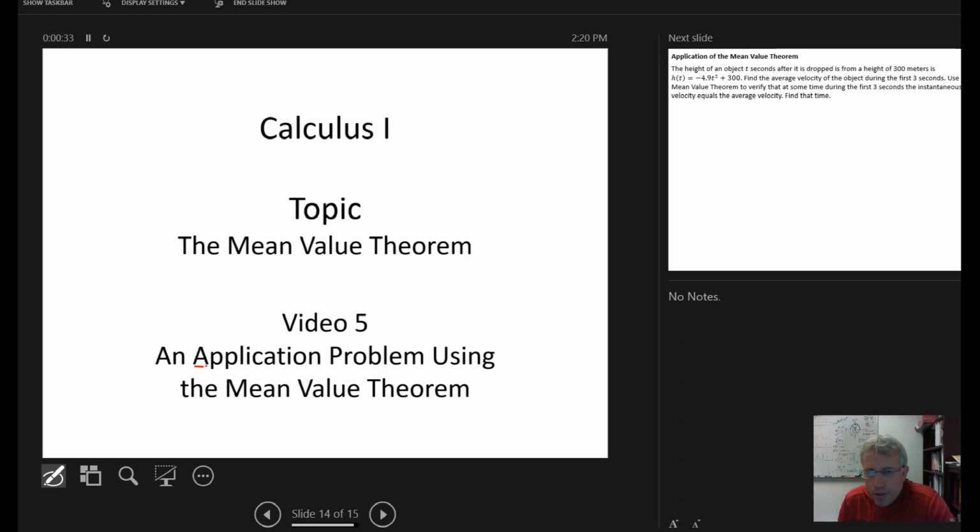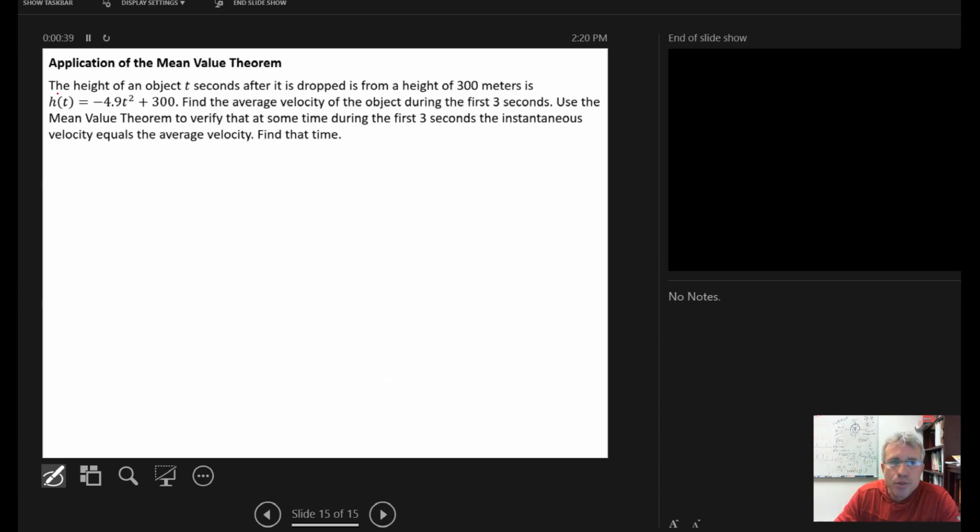So in this video, we're going to look at an application problem that uses the mean value theorem. This problem says the height of an object, t seconds after it is dropped from a height of 300 meters, is modeled by height as a function of time, equals negative 4.9 t squared plus 300. So the height model that we've been using since pre-calculus. It says find the average velocity.